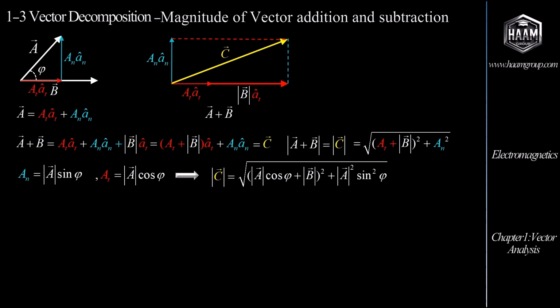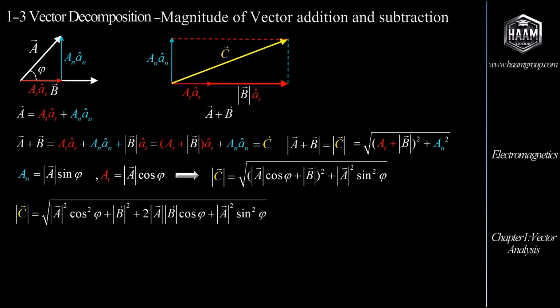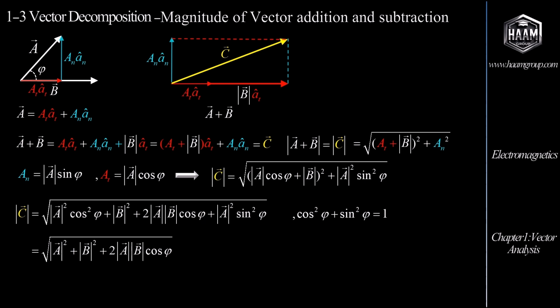Expanding the square term gives abs C like this. Now, notice that the first and fourth terms share the common factor abs A squared. Factoring it and using the trigonometric identity, sine squared phi plus cosine squared phi equals 1, the expression simplifies to this, and this is the well-known formula for the magnitude of the sum of two vectors.